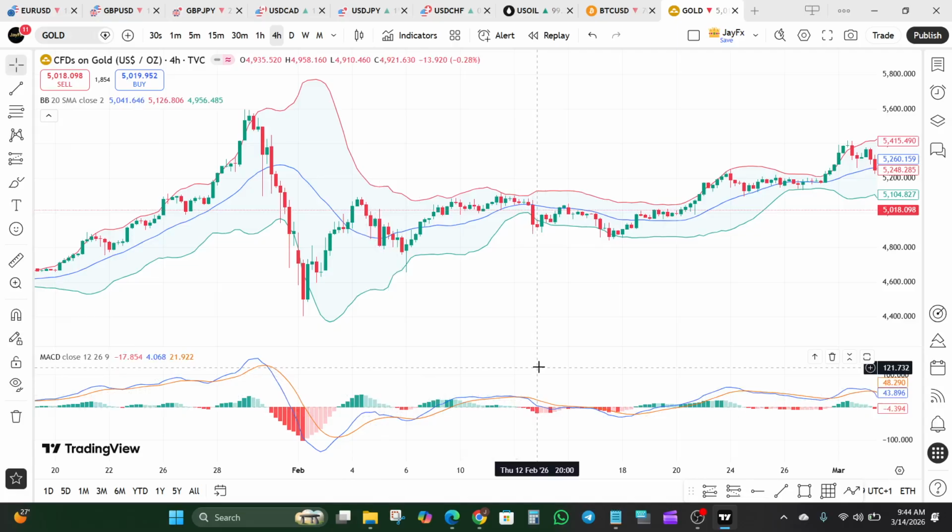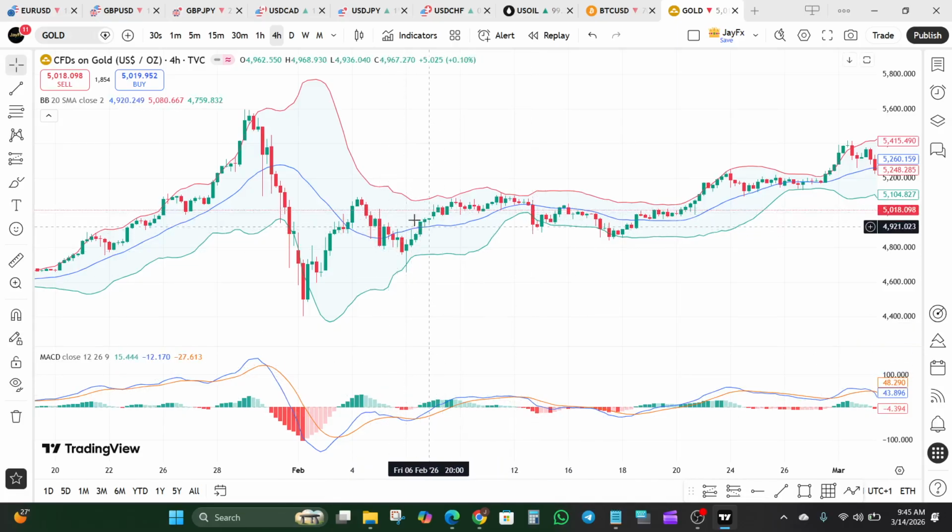In comparison, the Bollinger Bands focus on volatility and price boundaries, while the MACD focuses on momentum and trend direction.